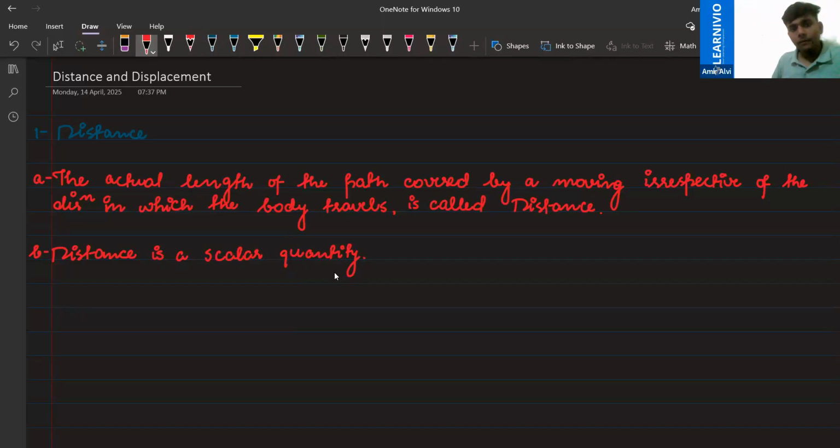Yes. Next thing about distance: if a body is moving, is it possible that the distance could be zero over the time? No. So the distance of a moving body will always be positive and greater than zero. Okay?